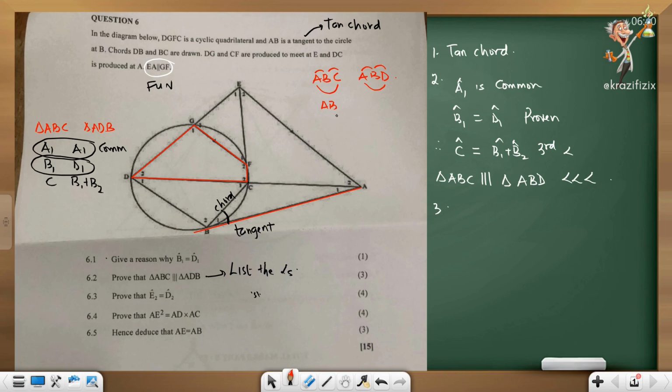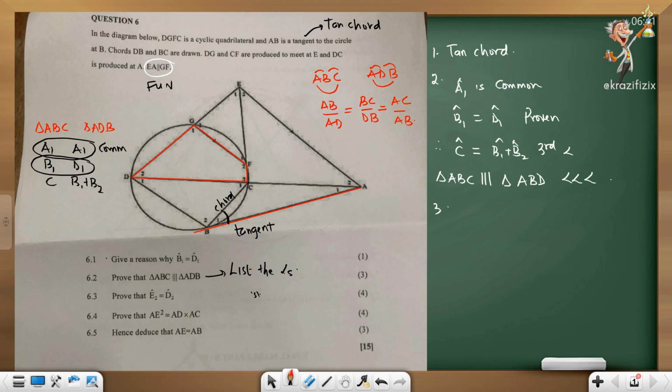So AB over, no, it's ADB. The order is very important. ADB. So first two, last two, first three. So we have AB over AD. Just write it somewhere. It's going to come in handy. Second one is BC over DB. And you have AC over AB. Let's keep it there. We're going to need it somewhere.